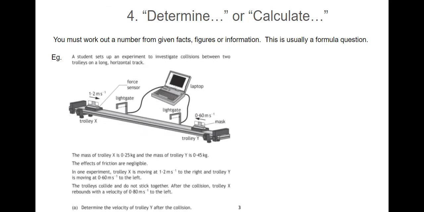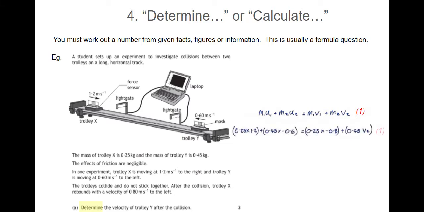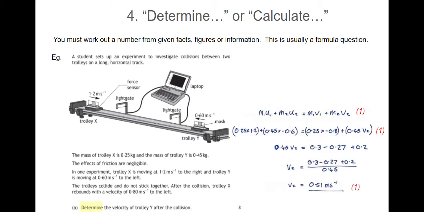Here's another one. We're given some data about 2 trolleys colliding together on a runway, and we've got to determine the final velocity of trolley Y. Determine. Same thing. Put down my formula, that gets me 1 mark. Put down my working, that gets me 1 mark. And then bash through the working and get an answer. And that gets me my 3rd mark.